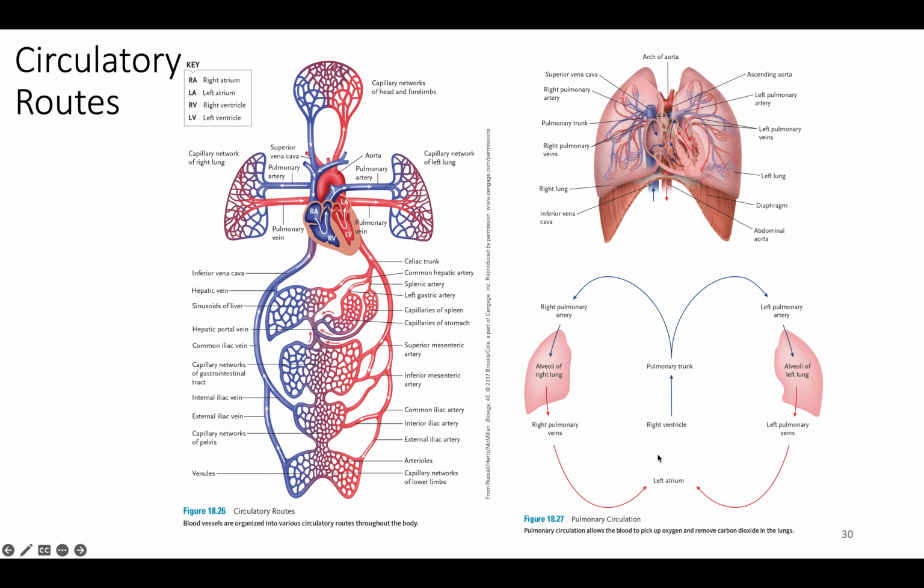Okay, so this is showing the pulmonary circulation. Again, we're going to be coming in from the pulmonary artery, left and right pulmonary artery, ending into the alveoli of the lung, where we're going to actually have the site of gas exchange. We're going to off-gas our carbon dioxide. We're going to pick up our oxygen. Then we're going to come back in through the pulmonary veins, into the left atrium, and then from the left atria through the left ventricle, back out through the aorta.